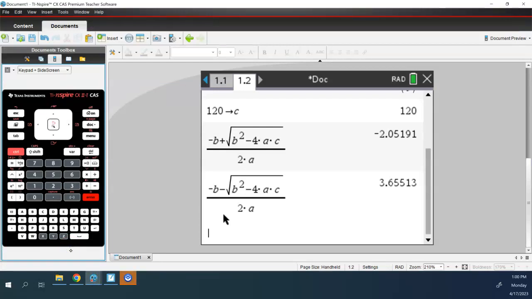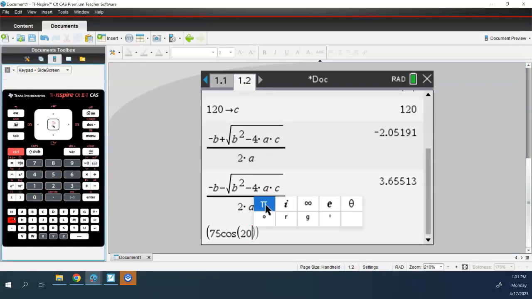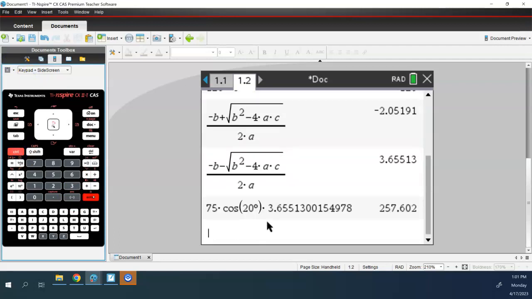So it's 3.65513, the last one that I have in there, so I can use the answer function. I can say 75 times the cosine of 20 degrees times my answer, and I get 257.602 feet away.